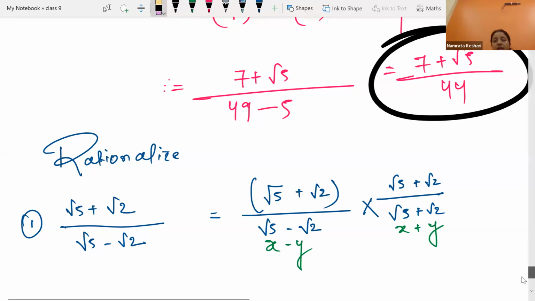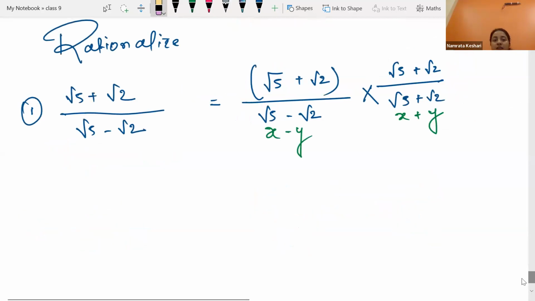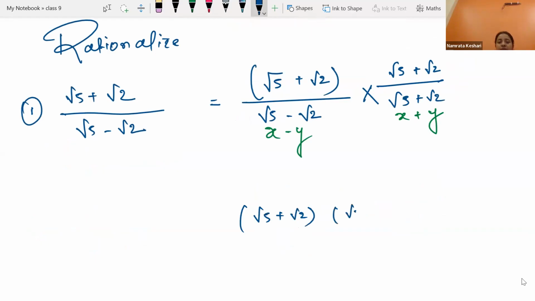Yes, ma'am. Now we will multiply. After doing the multiplication, by mistake, don't start canceling like this. We have done the arrangement. Now we need to multiply numerator with numerator and denominator with denominator.